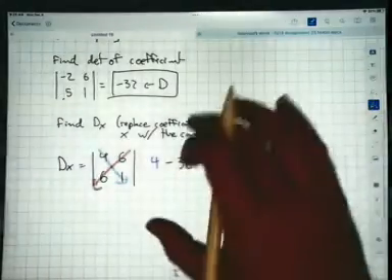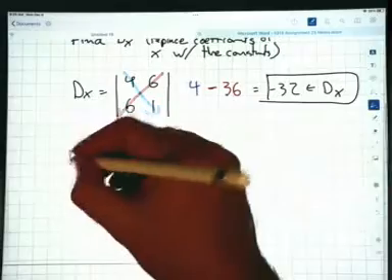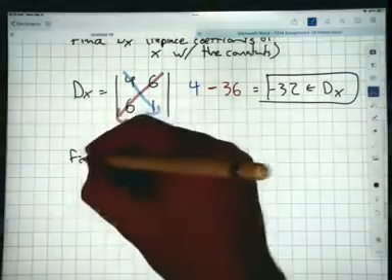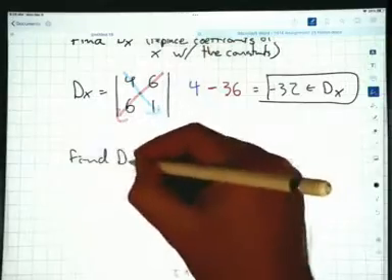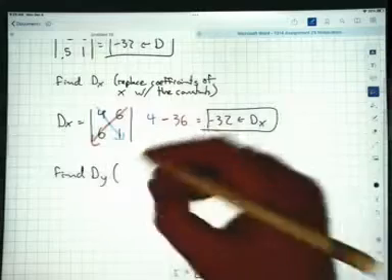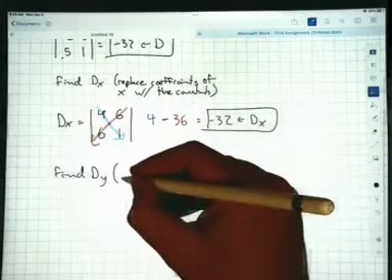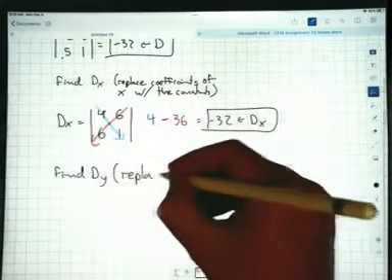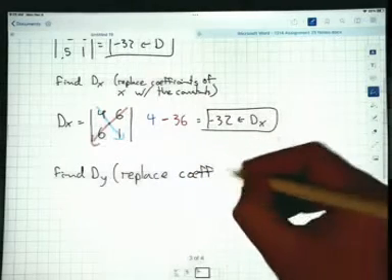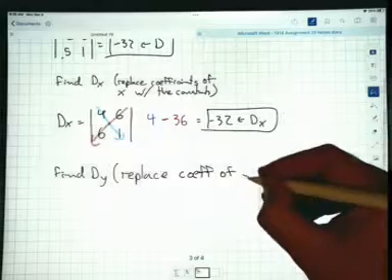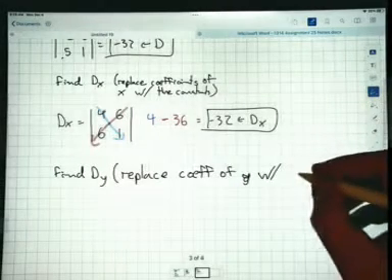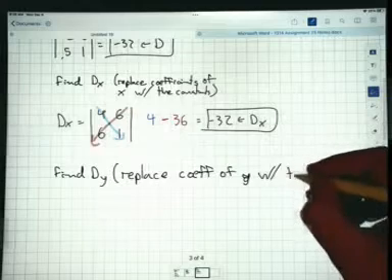The next thing that we need to do is find D sub y. It's going to operate just the same way as finding D sub x. We're going to replace the coefficients of y with the constants.